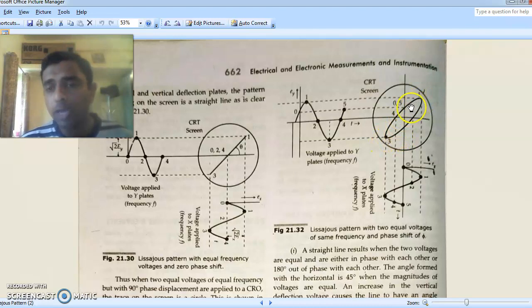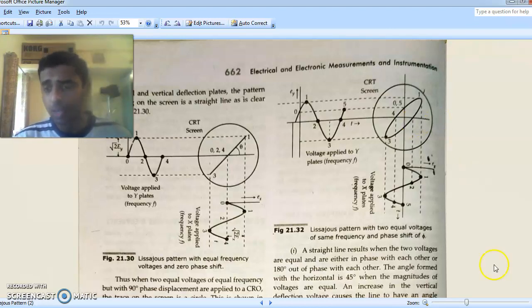So here it is 1, here it is 0 and 5, here it is 4, here it is 3, and here also it is 0 and 5, here it is 2, and here it is 1 again. Join these lines, these points, you get an ellipse. So for any other phase you get, there's a straight line, there's a circle, and in between, for any phase you get an ellipse. So that is the conclusion.